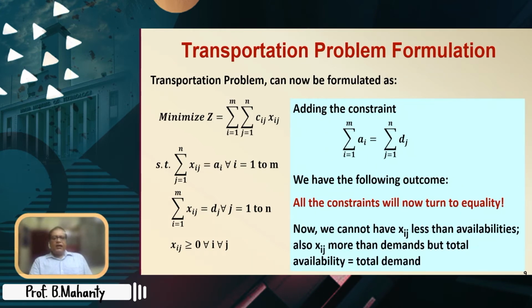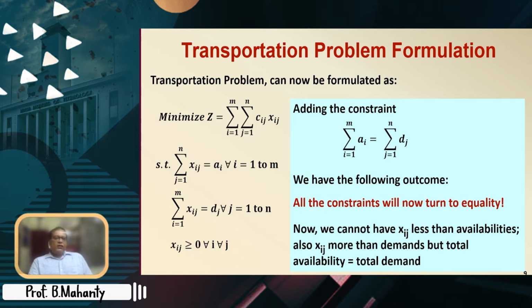Why? That is the answer I gave a few minutes back, because we cannot have xij less than availabilities and at the same time xij more than the demands, because total availability equals total demand. If the total is 100 on both sides, it cannot be less than 100 on one side and more than 100 on another side. That is not possible. The only solution is both sides should be equal to 100. And that is possible only when sigma xij equal to ai and sigma xij equal to dj, when the sum is taken from the other side.